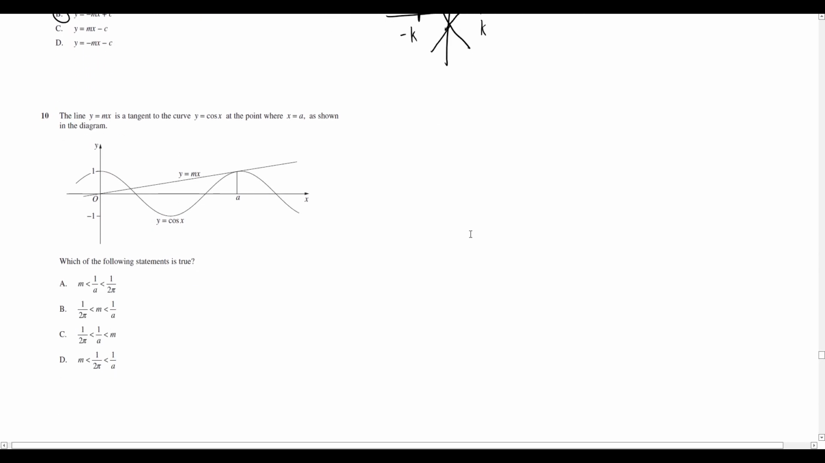So question 10: the line y equals mx is a tangent to the curve y equals cos x at the point where x equals a, as shown in the diagram. Which of the following statements is true? Okay, and now we have a few different values. We have our gradient value m, we have 1 over a, and we have 1 over 2 pi.